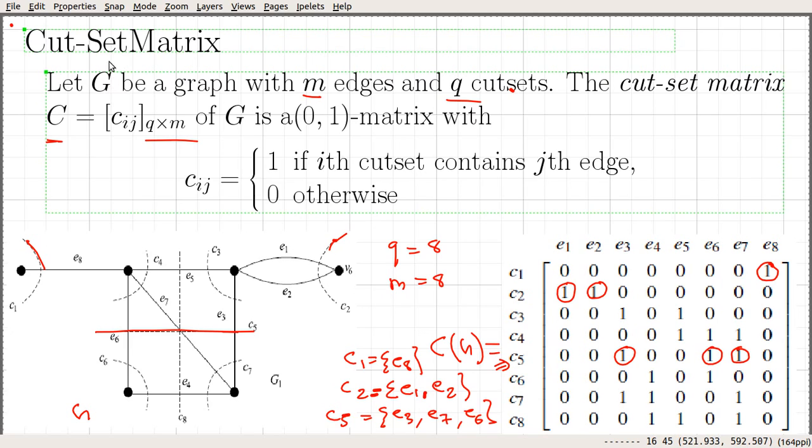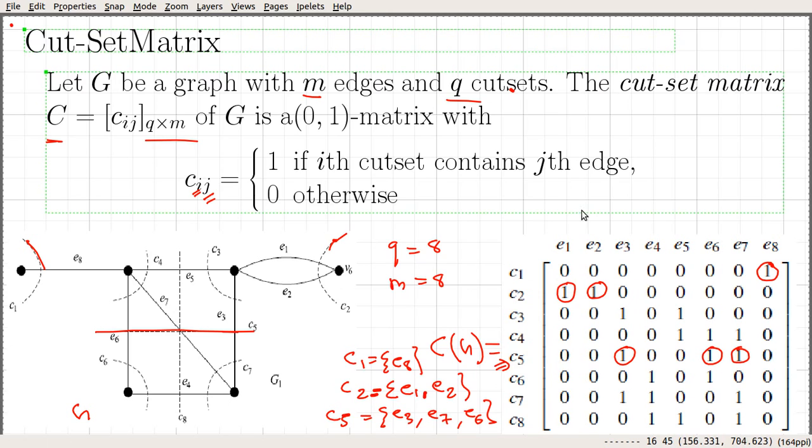So let me repeat the definition. Let G be a graph with M edges and Q cut sets. The cut set matrix, denoted by C, is going to be a Q by M matrix, and again it is a 0-1 matrix with Cij equal to 1 if the ith cut set contains the jth edge, and equal to 0 otherwise. Here again we can see that if you look at this particular matrix, some of the rows may be redundant.